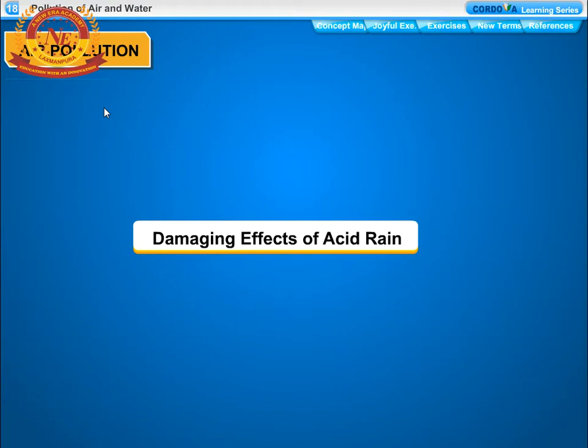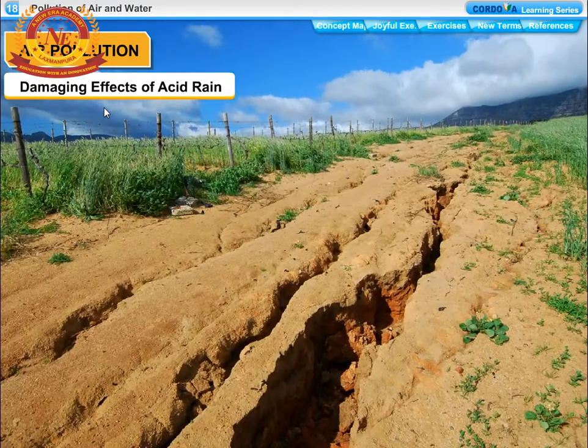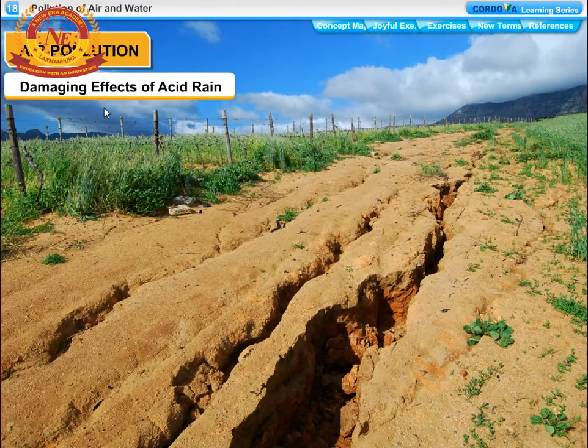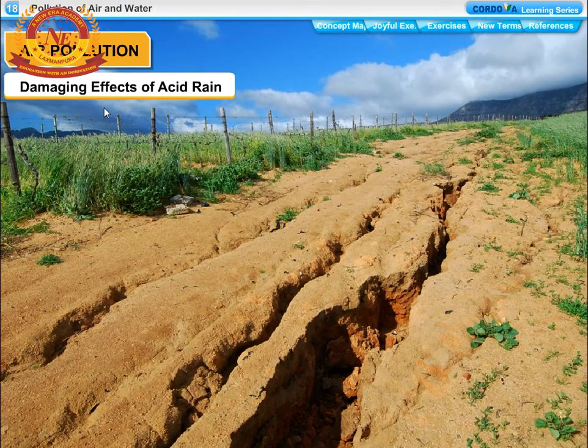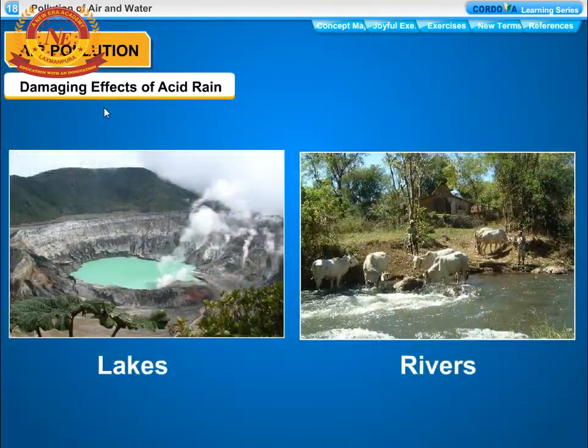Damaging effects of acid rain. It increases the acidity of soil and thus affects the plants and animal life living in it. It leads to the loss of soil fertility. It makes the water of lakes and rivers acidic, leading to destruction of aquatic plants and animals.